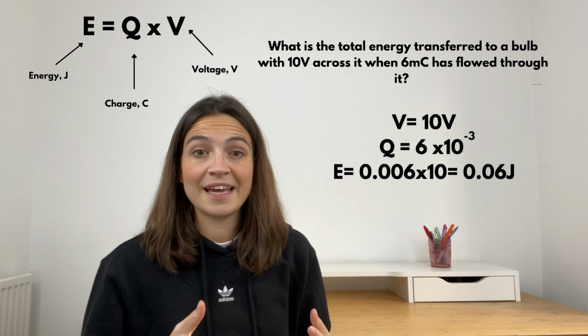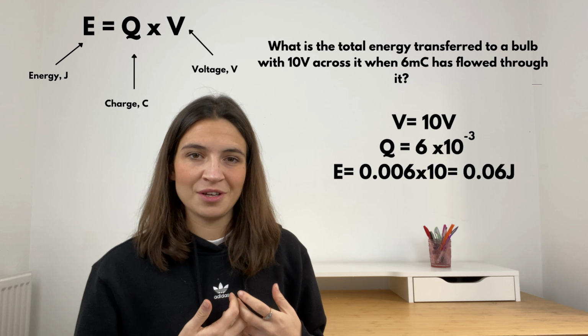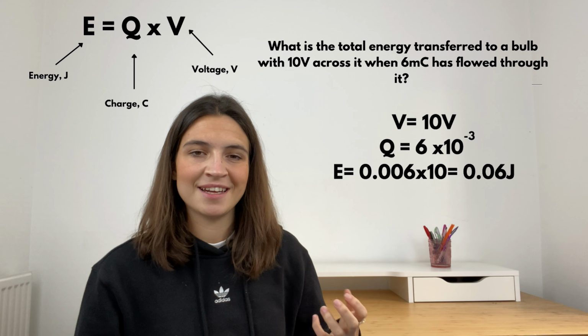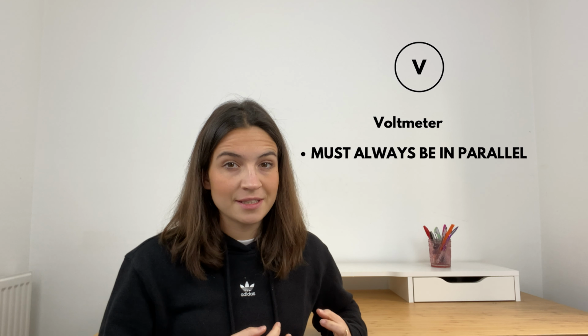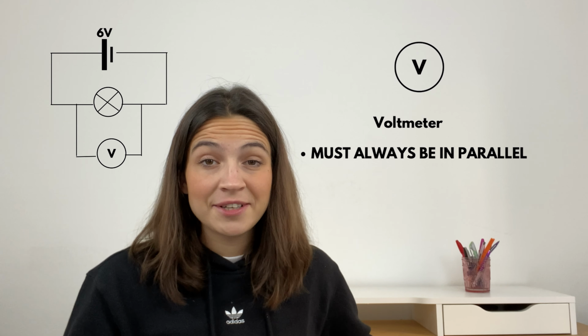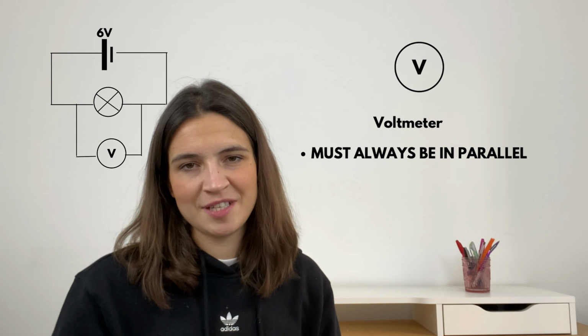So I have E is Q times V. So E is equal to 6 times 10 to the minus 3 multiplied by 10 is 0.06 joules. So that's calculating voltage. In order to measure it, we need a voltmeter. Things to be aware of are you need your voltmeter to be in parallel around your components. That way it can measure how much energy per coulomb has been given to that particular component.